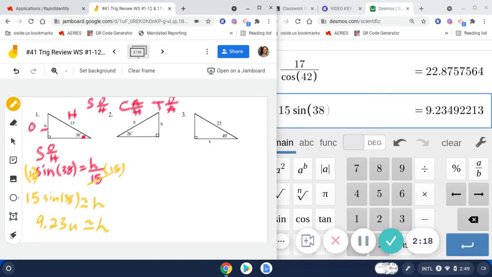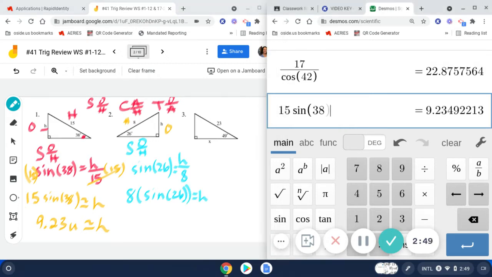Okay, how'd you do? Did you see that this one was also an opposite and a hypotenuse? This is another sine function. So setting up the trig function, sine of 26 is equal to opposite over hypotenuse. You're going to multiply both sides by the 8 in order to get rid of that denominator. And so plugging into your calculator, you're going to do 8 times the sine of 26.